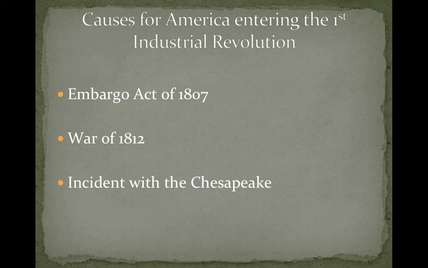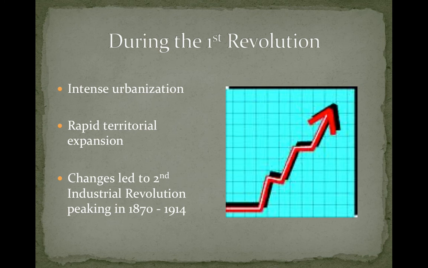Following the incident, America went to war with Great Britain, making it apparent that America needed better forms of transportation and more economic independence. So, during the first Industrial Revolution, the United States was transformed by intense urbanization, meaning that people were moving from the countryside into the cities. There was rapid territorial expansion, meaning our territory was growing. We were moving west, trying to find new resources that we could use for mass production. And these changes led to the Second Industrial Revolution, which peaked between 1870 and 1914.